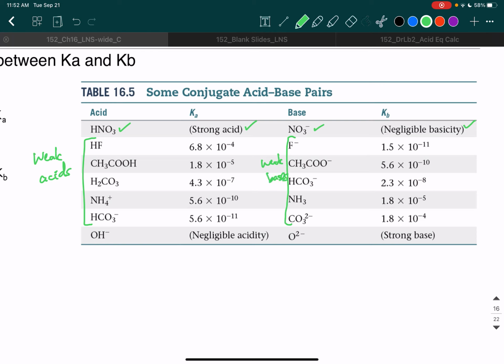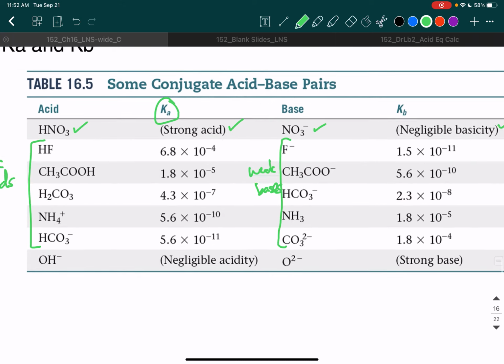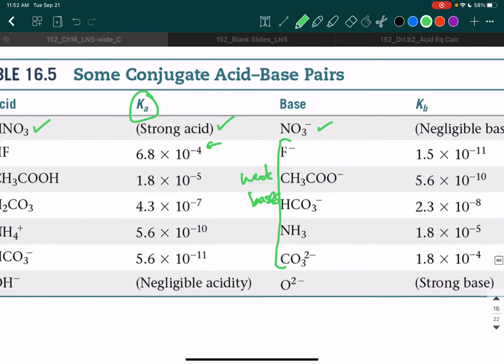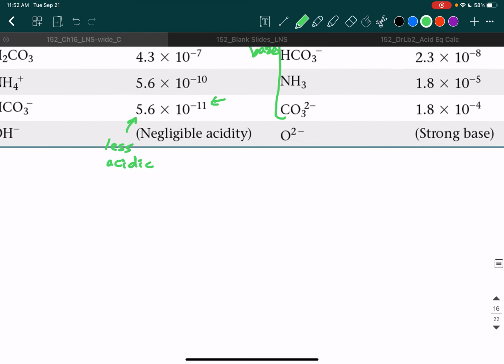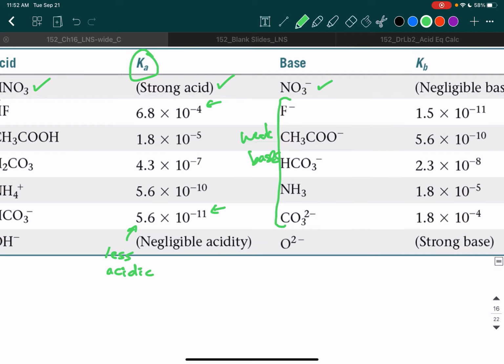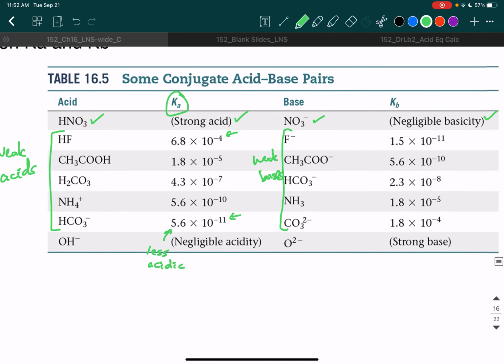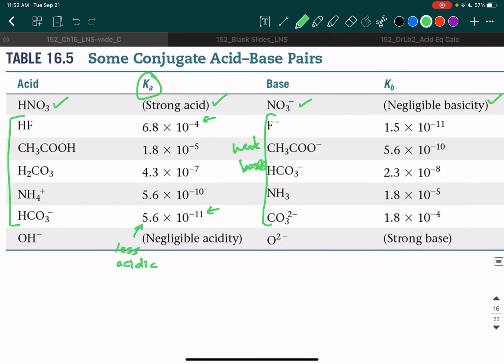We saw the example that niacin had a particular Ka. All weak acids have a Ka value. You can look at this and say, okay, negative 4 down to negative 11, this is less acidic as I move down that value. And so hydrofluoric acid is the strongest weak acid on our list.